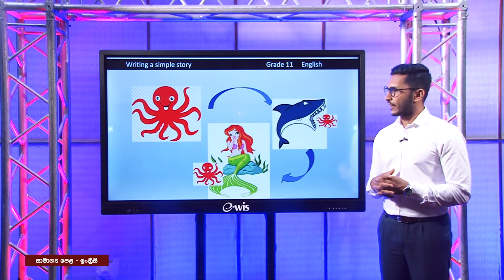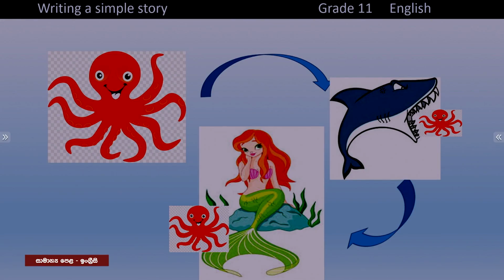Look at the picture on the left. What is it? You can see it has 8 hands. What do you call them? They are tentacles. So what is it? Of course, it's an octopus.